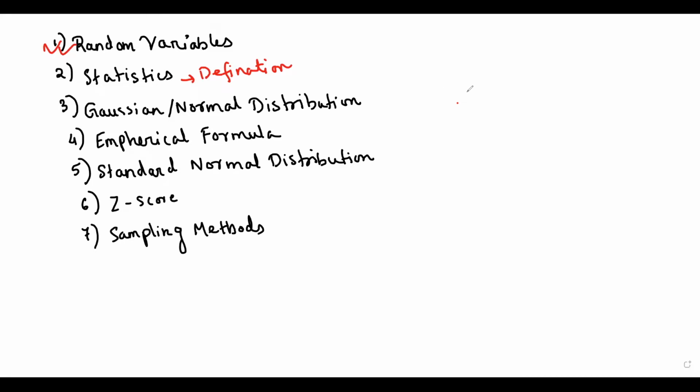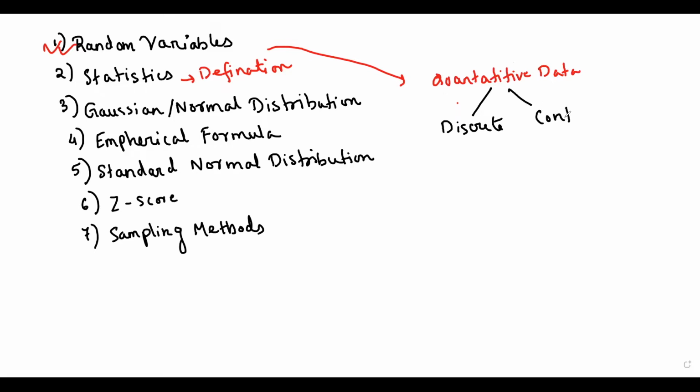Last time I gave you a brief idea about data, right? So there are two types of data normally. One is qualitative, another one is quantitative. Quantitative data again can be divided into two more categories. One is discrete and the other one is continuous. So random variables basically are quantitative data. They are divided into two categories, as I mentioned, discrete and continuous, or numerical.